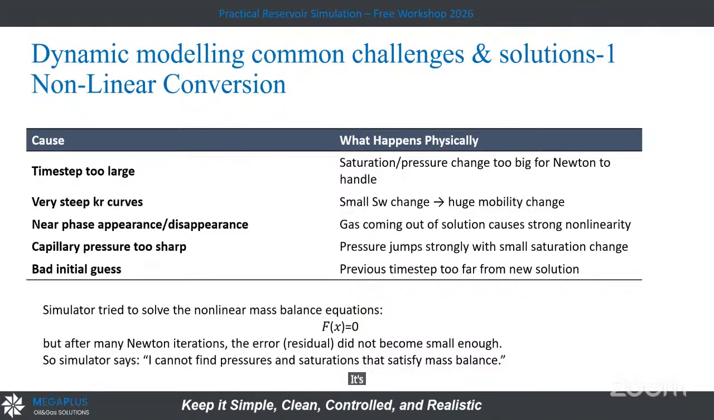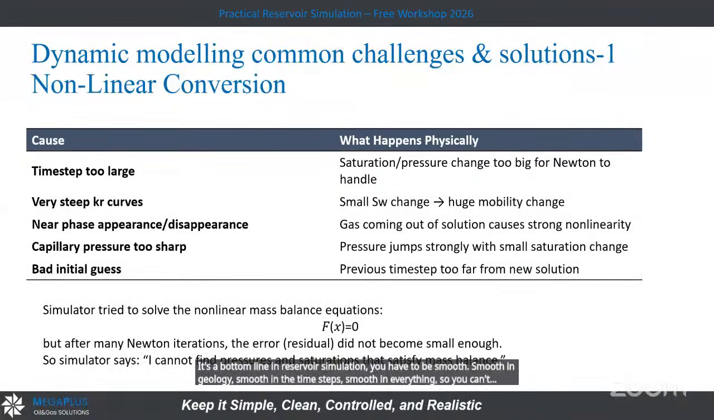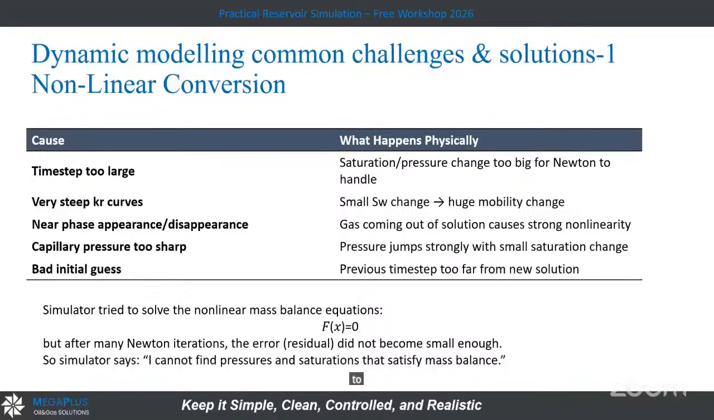It's a bottom line in reservoir simulation. You have to be smooth in geology, smooth in the time steps, smooth in everything. So you don't have to make it aggressive, or like yesterday I told you, transmissibility shock or permeability shock. Never. The model must be smooth, so no sudden change, no very big sudden change.